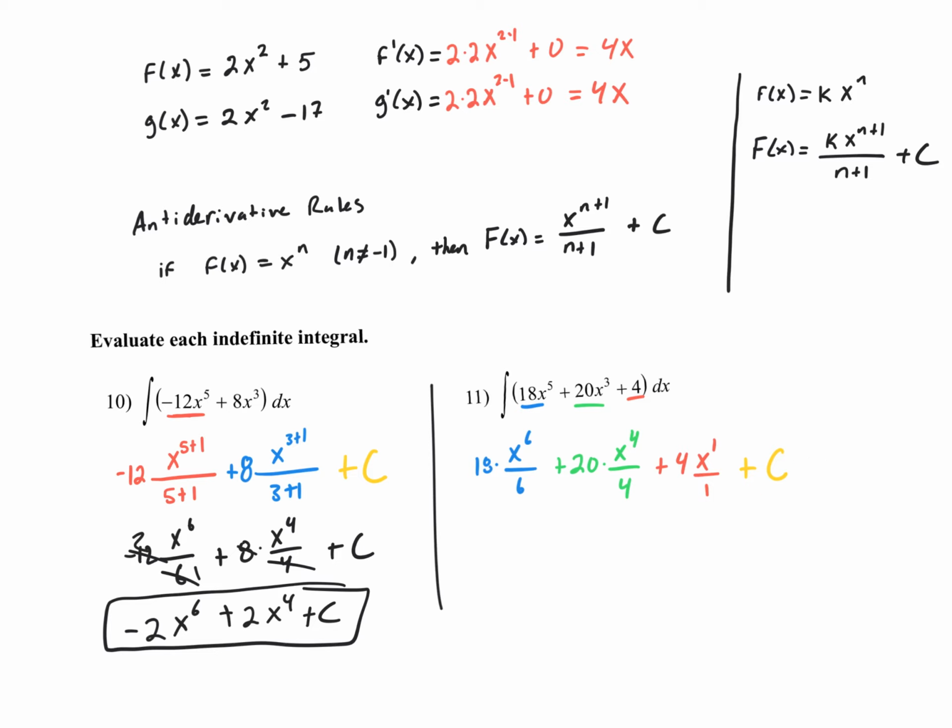So let's go ahead and continue to simplify down here. 6 goes into that 1 time, into that 3 times. So it's going to be 3x to the 6th. Plus, 4 goes into that 1 time, into that 5 times, plus 5x to the 4th. Plus 4x plus a constant.